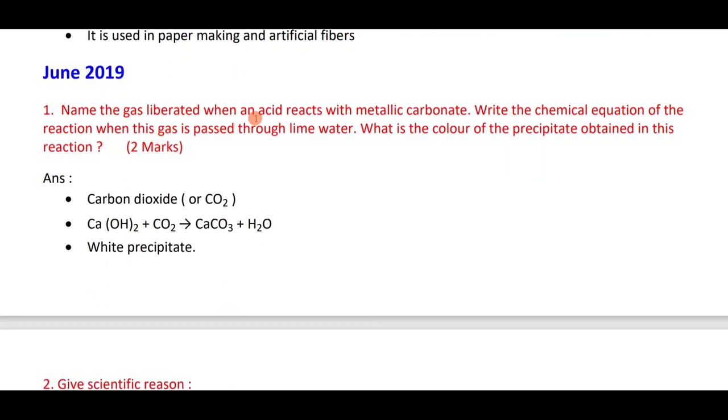Name the gas liberated when an acid reacts with a metal carbonate. Write the chemical equation of this reaction. If this gas is passed through lime water, what is the color of the precipitate obtained? The gas released when acid reacts with metal carbonates is carbon dioxide. The equation: Ca(OH)2 plus CO2 gives CaCO3 plus H2O. On passing carbon dioxide gas, the precipitate is white. White precipitate is formed.